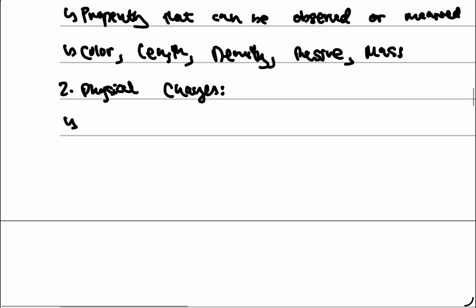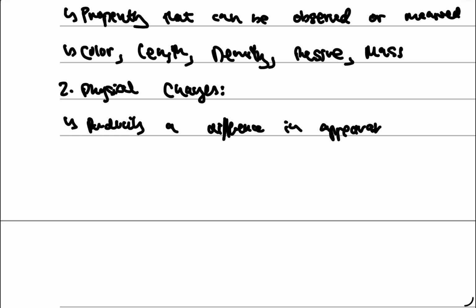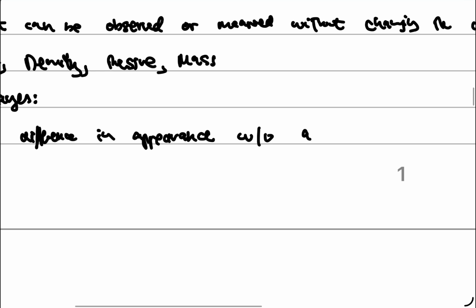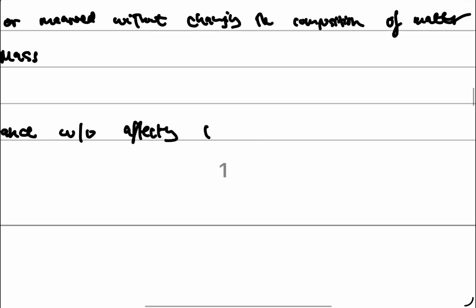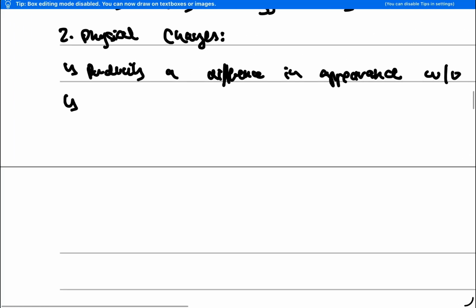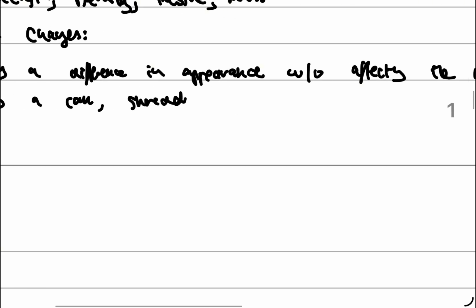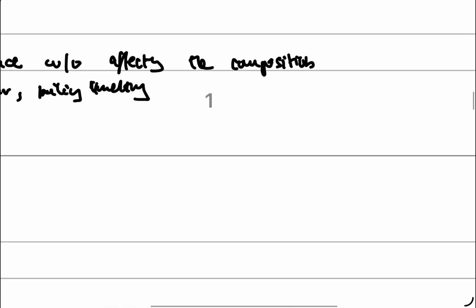So when we talk about physical changes, it is producing a difference in appearance without affecting the composition. All right, and now examples of this would be, let's say, crushing a can, for example. Let's say shredding paper. Let's talk a little more scientific here as well. We could say boiling water and melting ice. Boiling and melting water/ice.